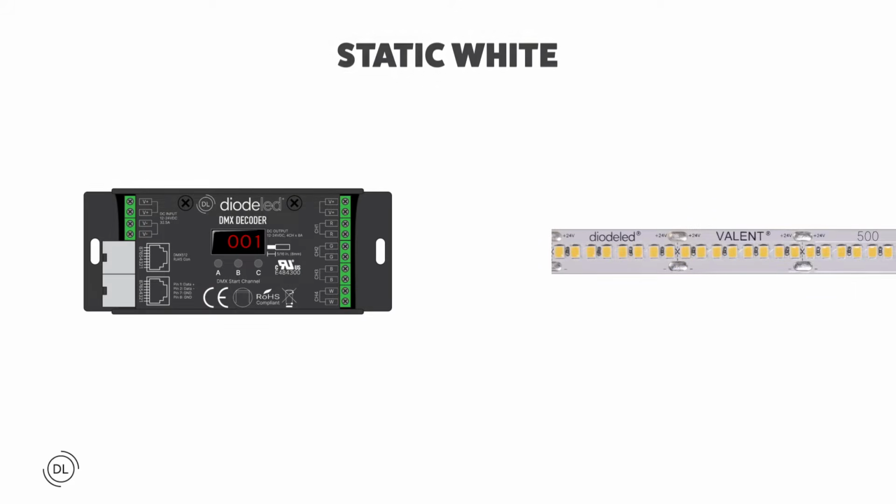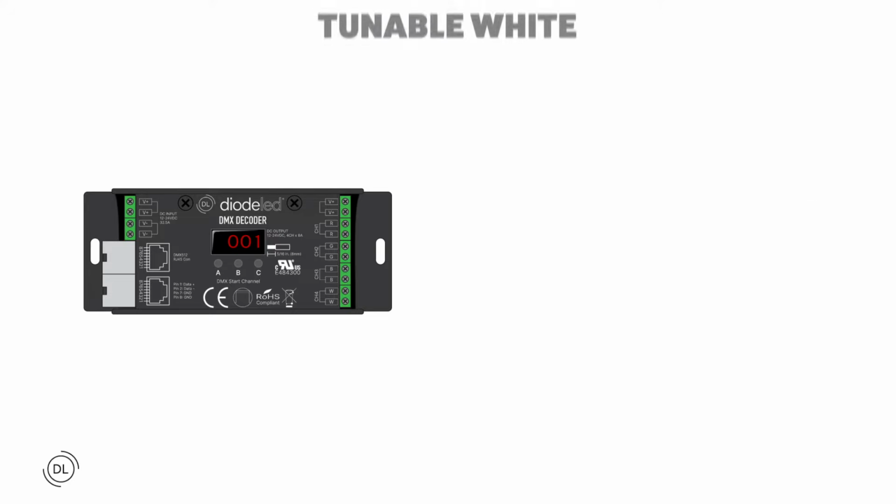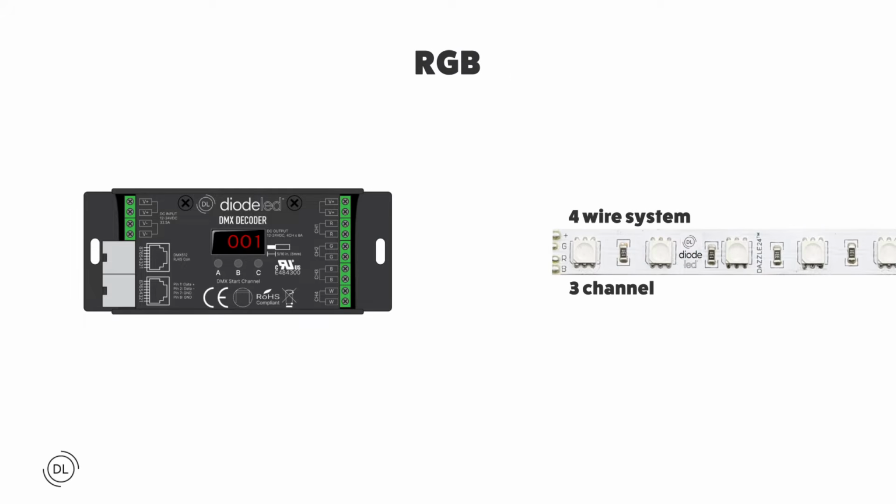A static white LED tape light is a two-wire system with the black wire occupying channel 1. A tunable white LED tape light is usually a three-wire system with the warm white wire occupying channel 1 and the cool white wire occupying channel 2. An RGB LED tape light is a four-wire system with the red wire occupying channel 1, the green wire occupying channel 2, and the blue wire occupying channel 3.